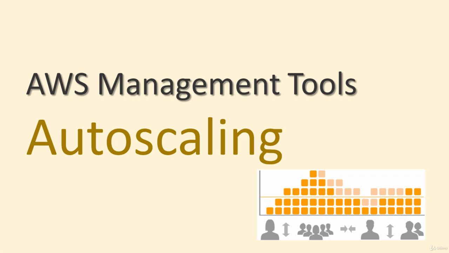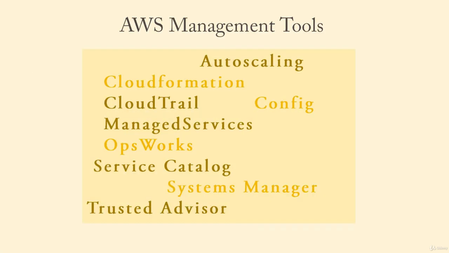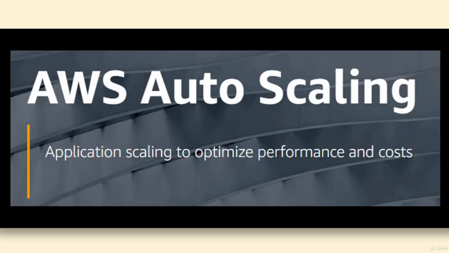So let's start with auto scaling. It is among the various management tool services. Among these services are CloudFormation, CloudTrail, Config, Managed Services, OpsWorks, Service Catalog, Systems Manager, and Trusted Advisor. So we have all these services at our disposal. We could use these services.